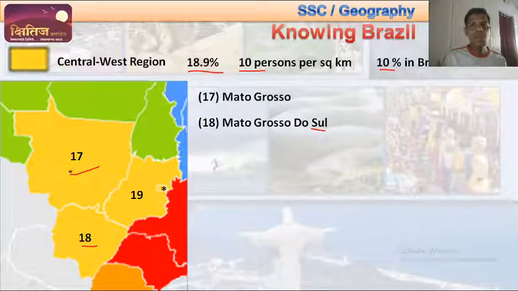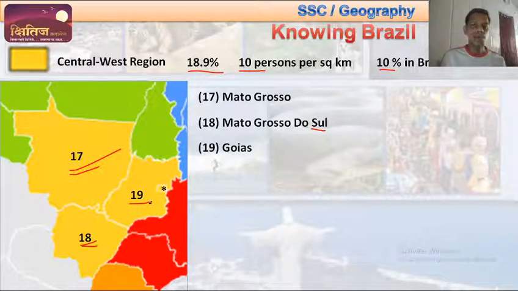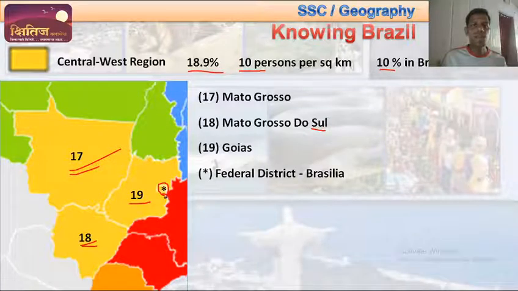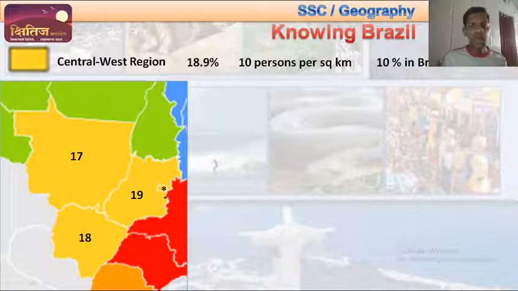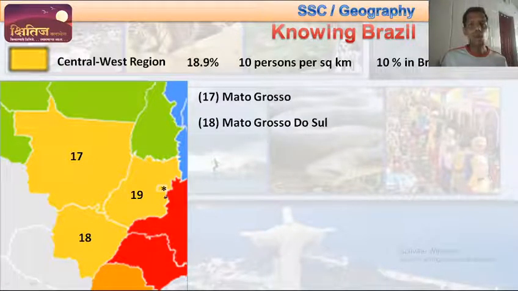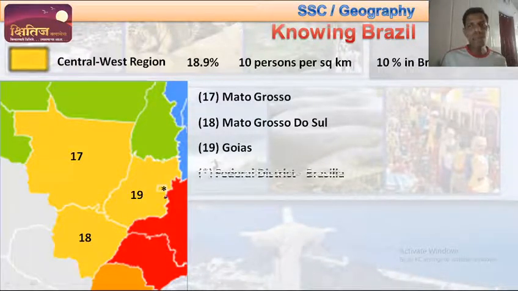Okay, so you can remember this, Mato Grosso, and to the south of that is Mato Grosso do Sul. Number 19 is Goiás, and in this Goiás only, we have a separate federal district which is the capital of Brazil, that is Brasilia. Fine. So I hope it is very clear. Let us quickly revise it. Number 17 is Mato Grosso, number 18 is Mato Grosso do Sul, number 19 is Goiás, and the asterisk mark is the Federal District of Brazil, that is the capital, Brasilia.